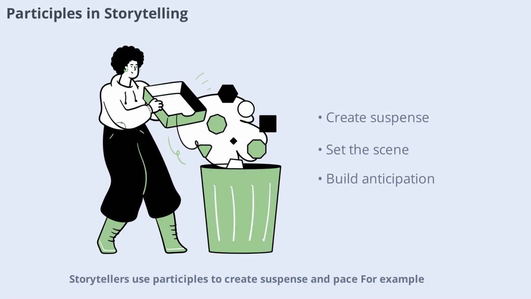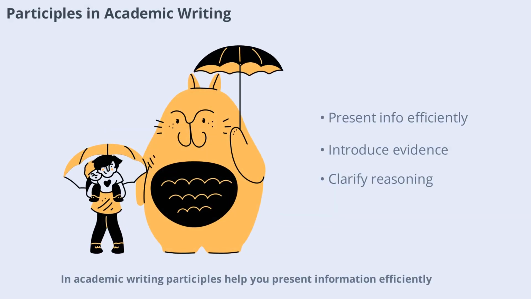Storytellers use participles to create suspense and pace. For example, "hiding behind the door, she waited." The participle phrase sets the scene and builds anticipation for what happens next. In academic writing, participles help you present information efficiently. For example, "based on the results, we concluded." The participle phrase introduces evidence or reasoning clearly.